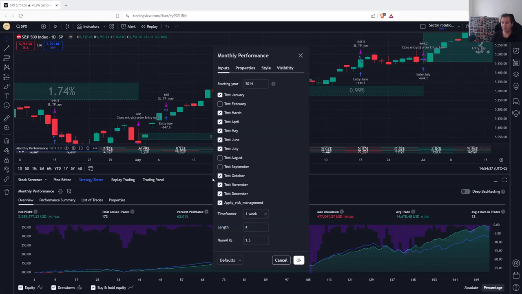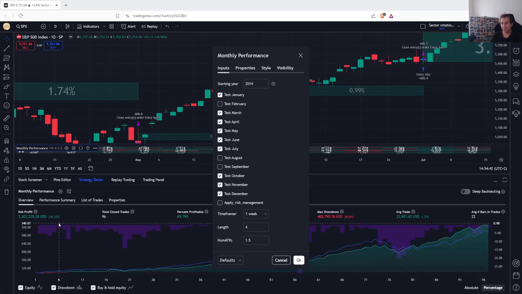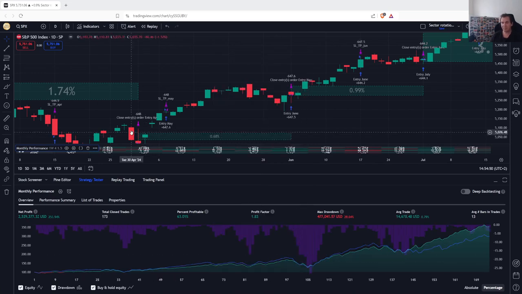And if I were to not use the risk management, you can see it goes from 253 to 230, while at the same time it increases our drawdown. So it's definitely safer by using this value.